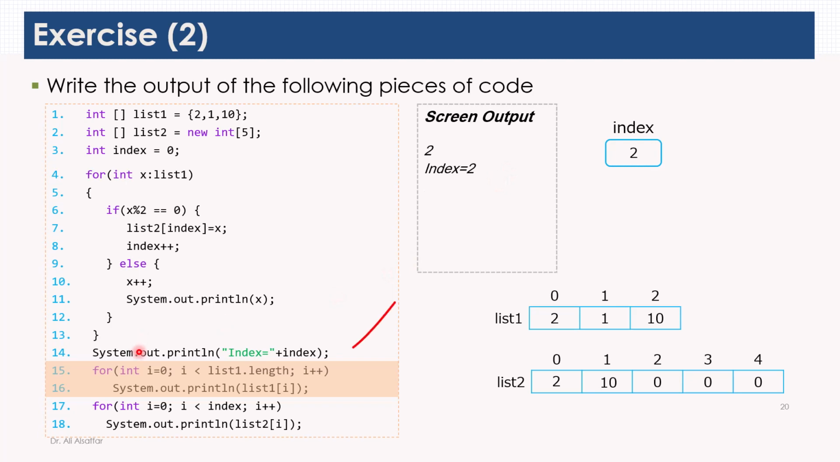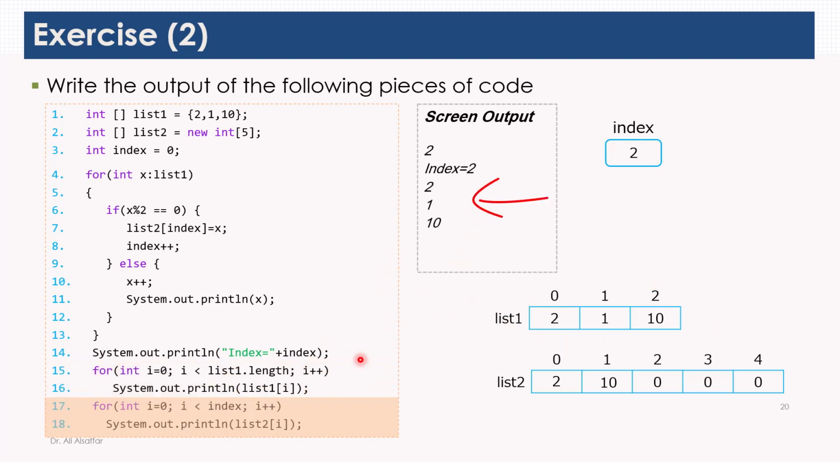In line 15, we have a for loop that is processing array list 1. How did I know that this loop is processing list 1? Because see, we are printing list 1, and i, the index, is the loop variable. And i starts from 0, it goes up to less than list1.length. So we are processing list 1. In fact, we are printing the elements of the array list 1, each element on a single line. And this is the output.